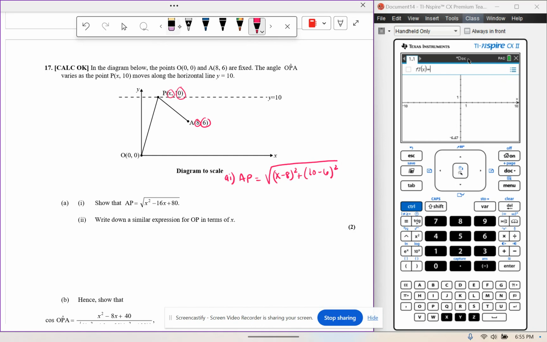So now we're going to simplify. I have x minus 8 squared. I'm going to have to distribute that in order to combine it with this guy. So I've got x squared minus 16x plus 64. And then this is going to be plus 10 minus 6, which is 4, squared is going to be 16. So now I have AP is equal to the square root of x squared minus 16x plus 80. Boom.